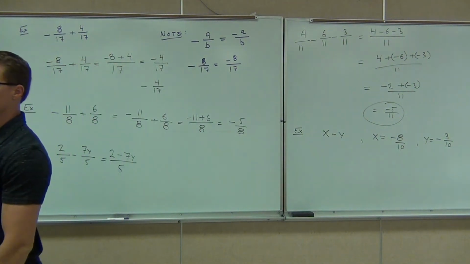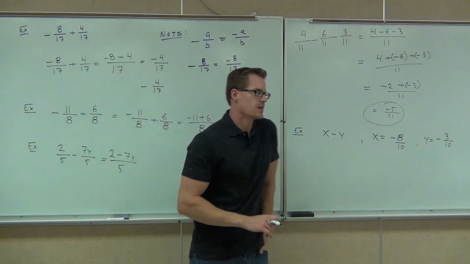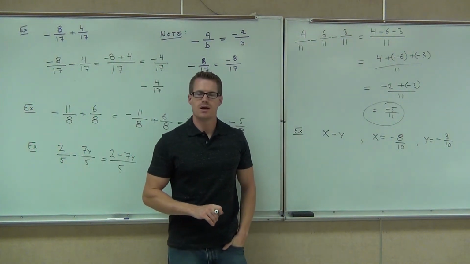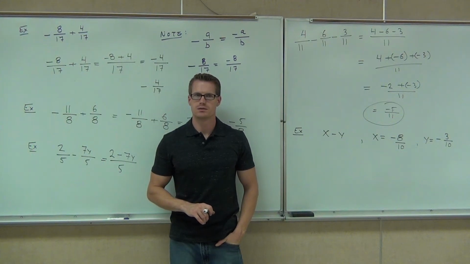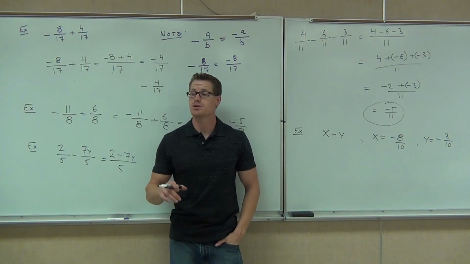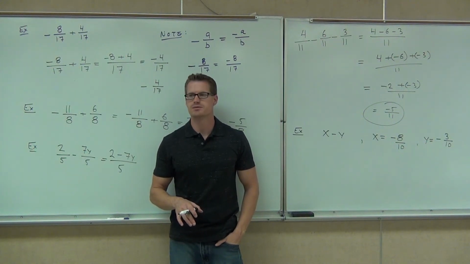X minus y, when x equals negative 8/10 and y equals negative 3/10. Hey, what's the first thing you do when you evaluate? Okay, we got to substitute, and we got to do it correctly. So let's go slowly on this thing. Don't rush through it, all right? You rush through things, you get wrong signs. That's what happens. Let's make sure we get this part right.